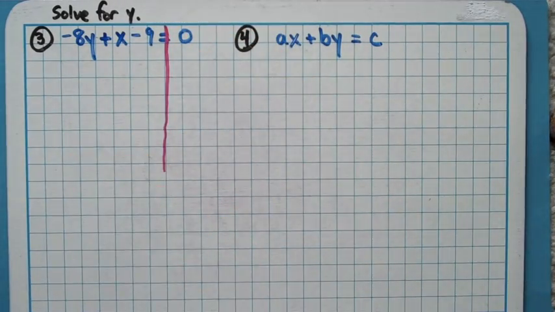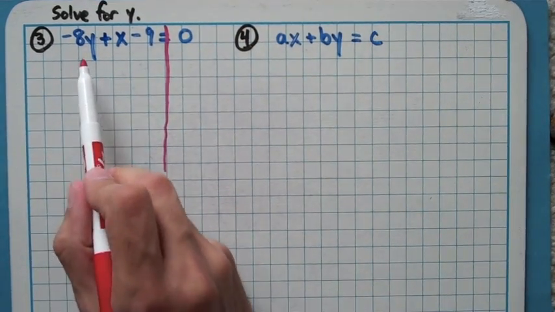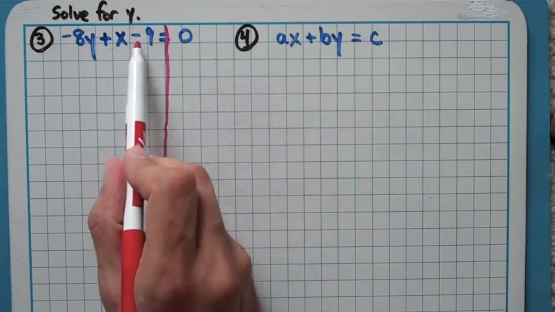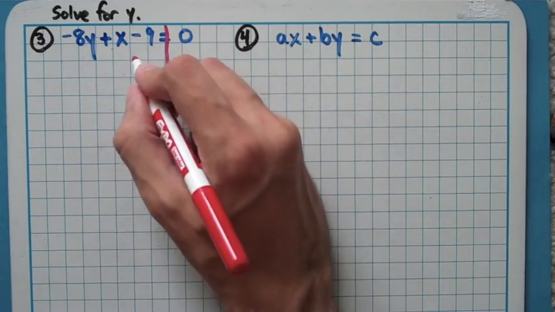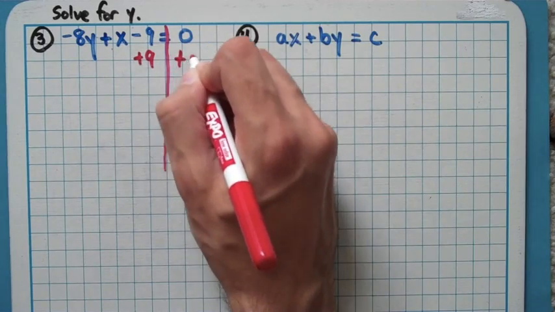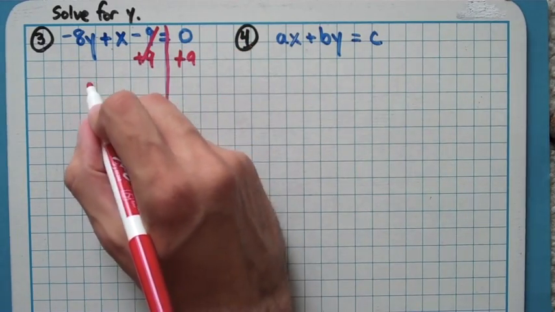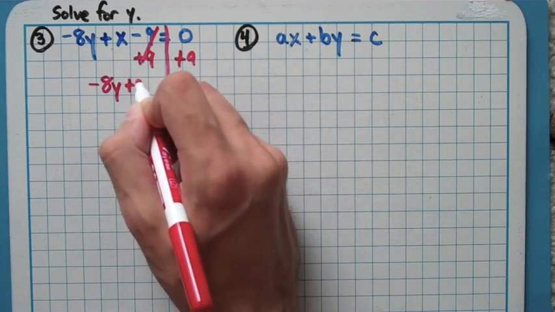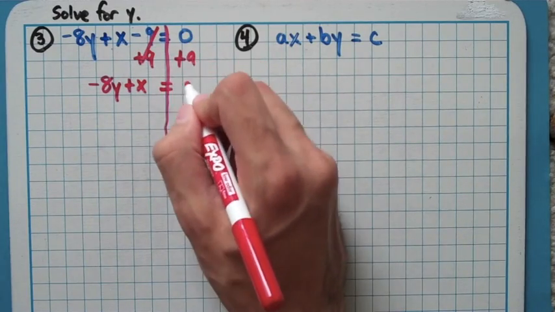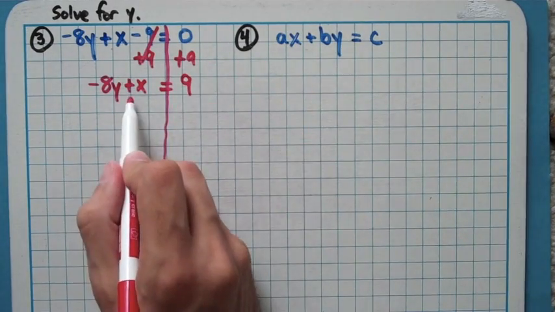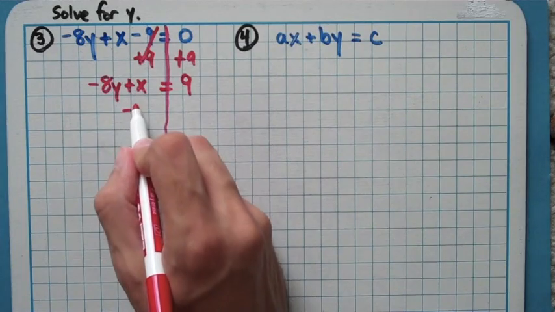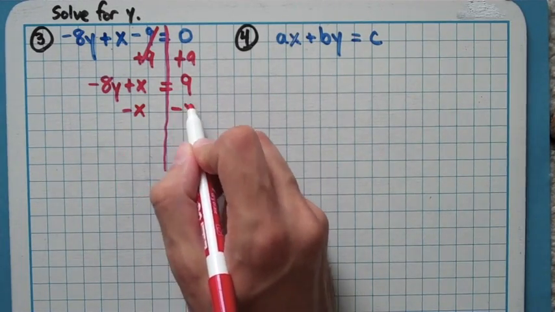On this problem, there's a couple pieces that I need to get rid of before I can get y by itself. This plus x and this minus 9 are both just kind of sitting there. So one at a time, I'm going to add 9 to both sides. Then I just get negative 8y plus x equals 0 plus 9, which is positive 9. To get rid of this plus x here, I'm going to subtract x on both sides.